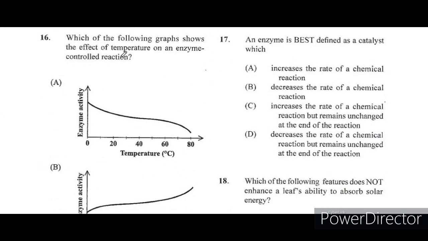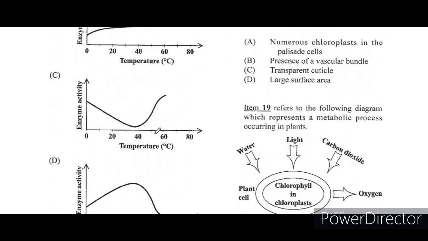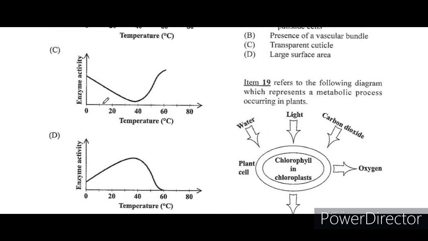Number 16 says, which of the following graphs shows the effect of temperature on an enzyme-controlled reaction? Now, you see temperature here, and they want to know the effect of it on enzyme activity when the temperature rises. The temperature here is the independent variable, and the enzymatic activity is the dependent variable. That means that this enzyme activity only changes if temperature changes, right? It depends on temperature in order to respond.